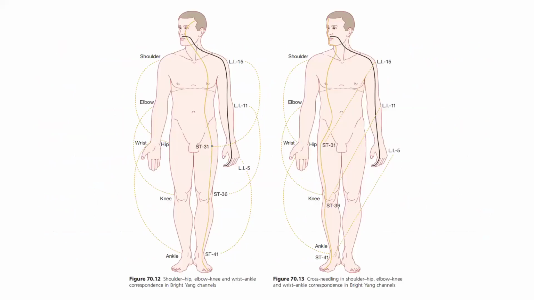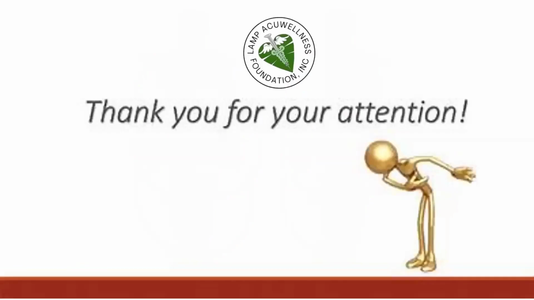So we have here illustration, figure 70.12, the shoulder, hip, elbow, knee, and wrist ankle correspondence in bright yang channel, and figure 70.13, the cross needling on shoulder, hip, elbow, knee, and wrist ankle correspondence in bright yang channels.